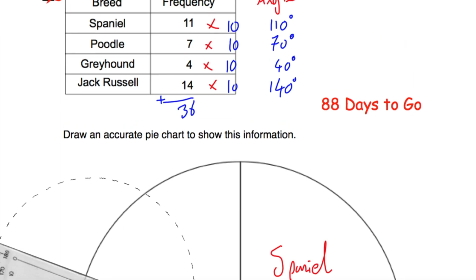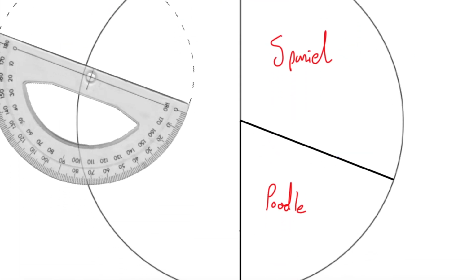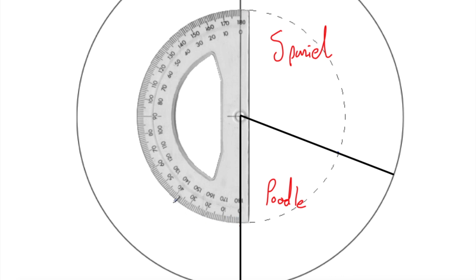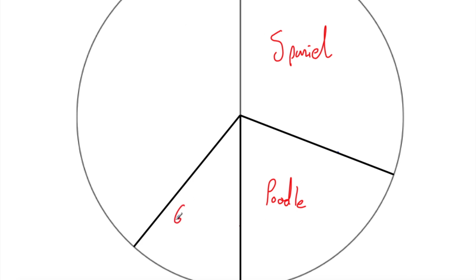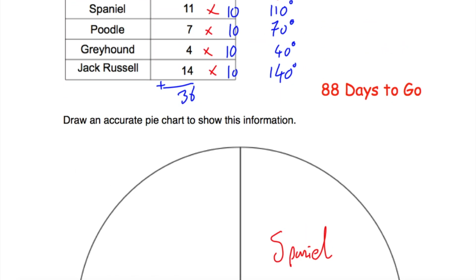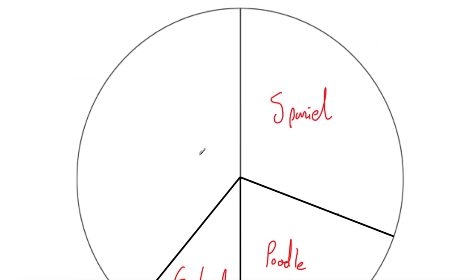Okay, our next sector is 40 degrees for greyhound, so let's do that one. So we go to 0 and we go around to 40 degrees, which would be there. So remember, we're always putting 0 along the line we've just drawn, so 40 degrees will be there. And we label that one greyhound. And then our last sector is for Jack Russell. And if you measured that, you would get 140 degrees. And that's Jack Russell.